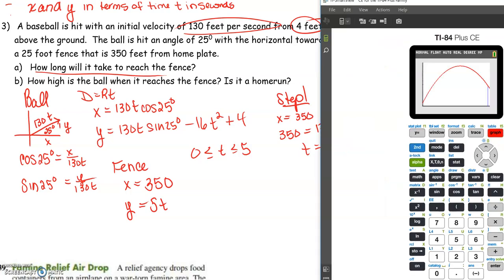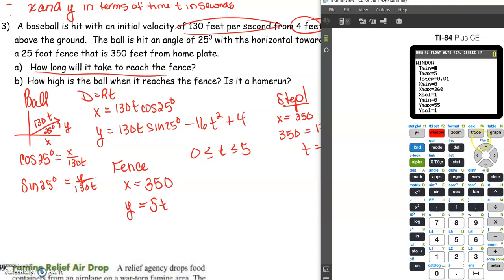So let's just take a look at the calculator again. Here's my window. I decided again to go for 5 seconds, which was plenty since it took 2.97 seconds to get to the fence. The t step, so I'm making a calculation every 0.01 second. I wanted my speed to be just right. I didn't want to go too slow or too fast for the simulation. The fence was 350 feet away, so I went 360 for my x. I wasn't really sure how high the ball went, but 55 feet was good enough.